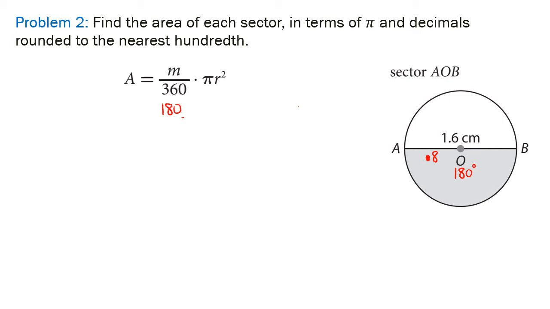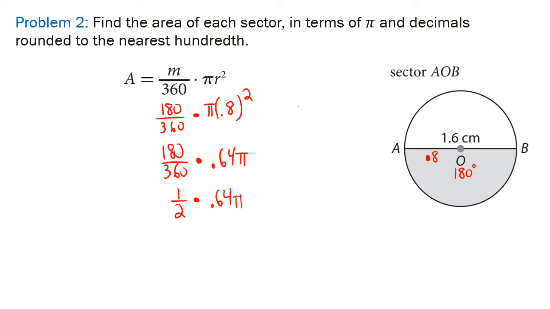So 180 over 360 times pi times 0.8 squared. So 0.8 squared would be 0.64. So we have 180 over 360 times 0.64 pi. Reduce the 180 over 360 down to 1/2 times 0.64 pi. So half of 0.64 should be 0.32.